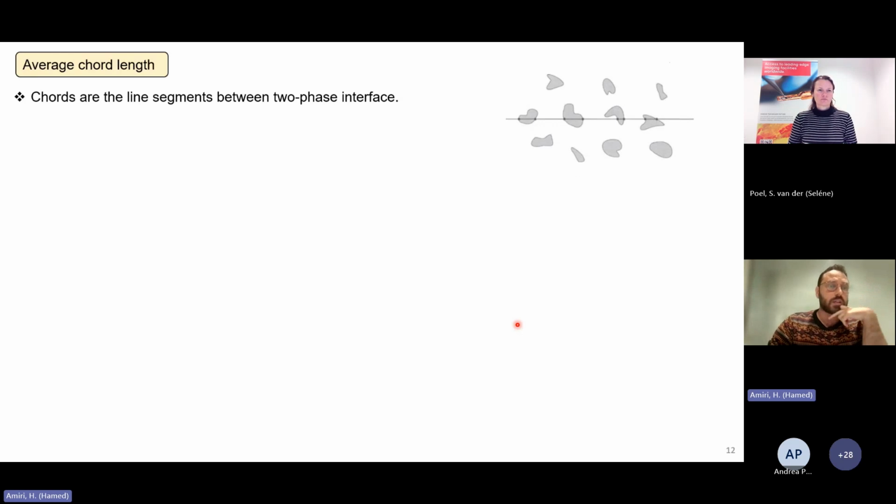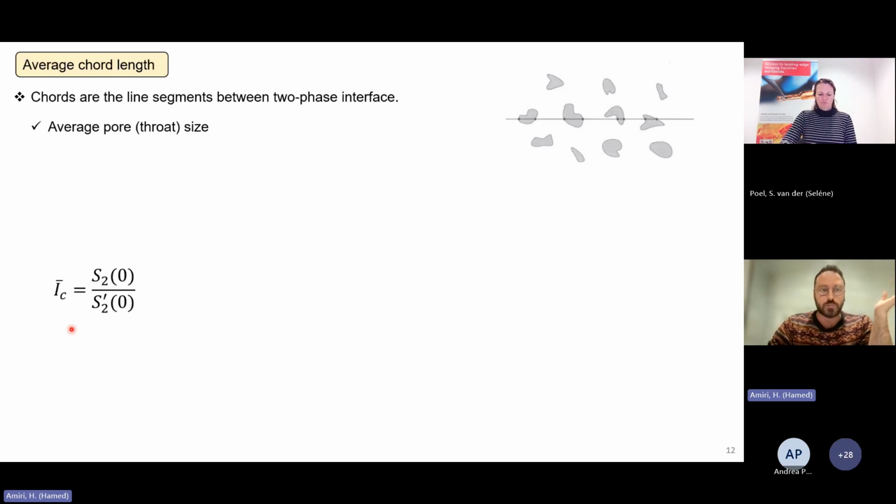Another thing you can calculate is the average chord length. If these are your pores and you draw a long line, then the chords are the line segments between the two-phase interface. You can calculate this in 3D and on average. You can see it as an estimation of the average pore size or pore throat size. It can be calculated using the 2-point correlation behavior, its value and its derivative at the beginning of the SMD gives the 2-point correlation function.